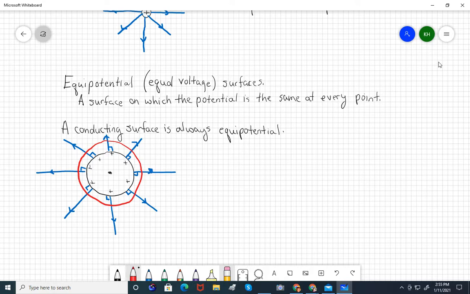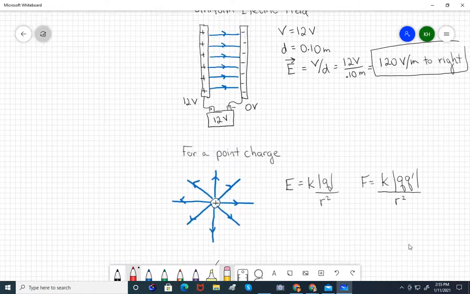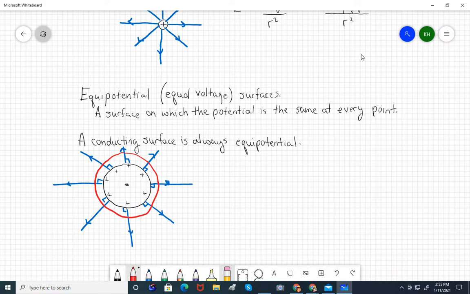Remember, the potential for a point charge, did we write that down? We did not write that down. The potential for a point charge is given by KQ over R. So if we choose a different distance, we get another equipotential surface. Now, these look like concentric circles, but truthfully, they should be concentric spheres. I just can't draw in 3D.